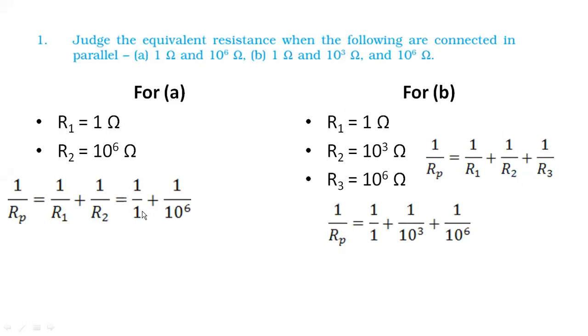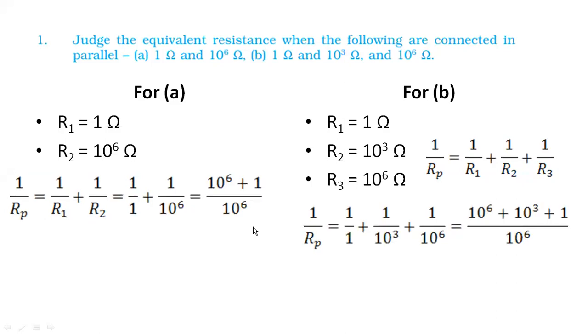So I can just cross multiply here: 10 to the power 6 plus 1. That will be the answer. What about this? There are three numbers, so hence I have to take LCM. I will take the LCM as 10 to the power 6 here. So let us do that.